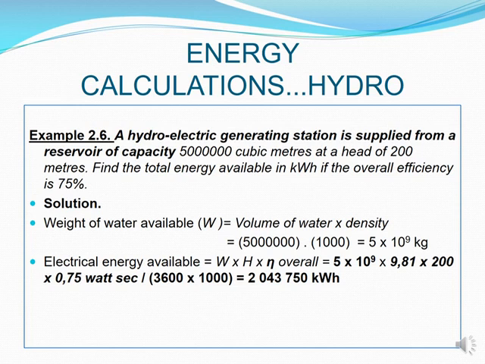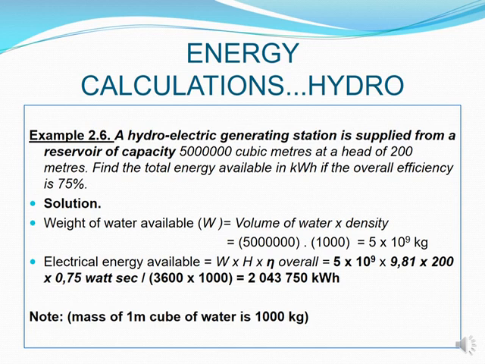3,600, and that really is going to stand for your hours. So it's your hour times your minutes into seconds, and then there is 1,000 there so that we can get this to a nice value of kilowatt hours, and then we get that answer of 2,043,750 kilowatt hours.